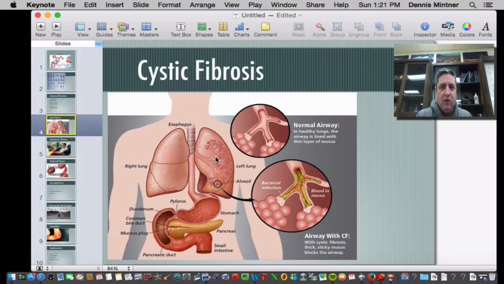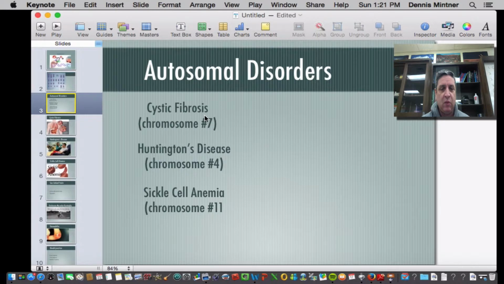People with cystic fibrosis usually live into, it used to be they died in their teens. Now a lot of them are living into their 20s and early 30s. But they have a lower lifespan because of the prone to infections and things that they have because of this in their lungs. It's an unfortunate disease. It is a recessive disease on, like I said, chromosome number 7.